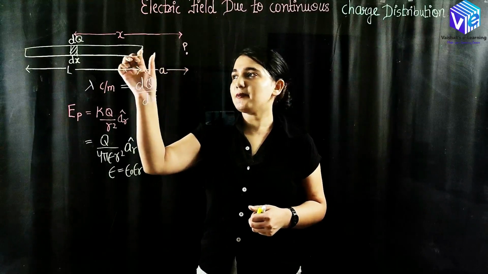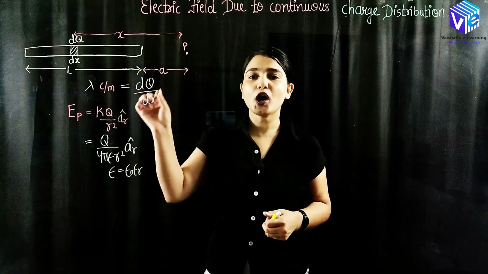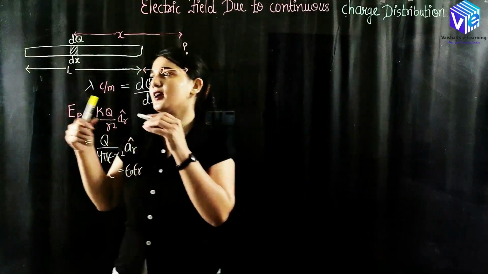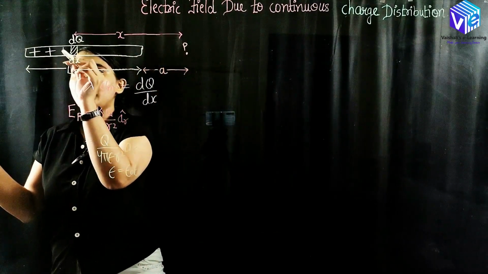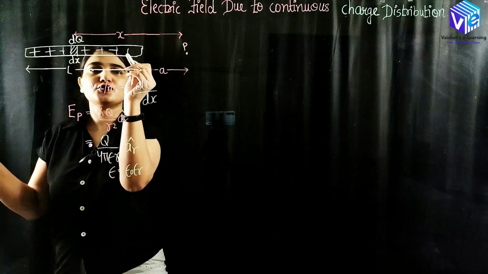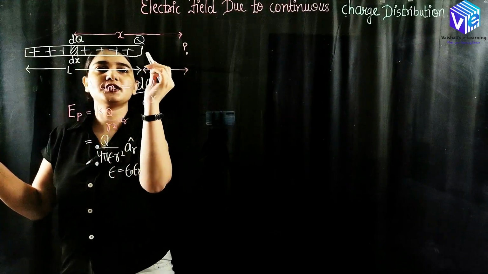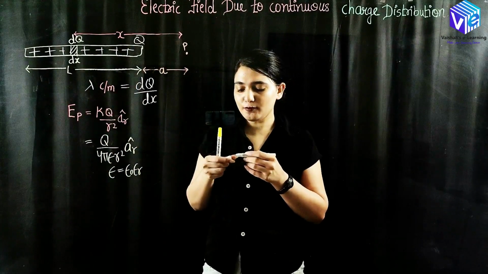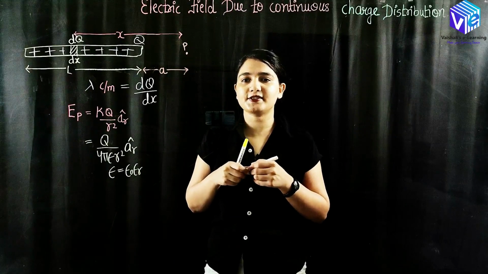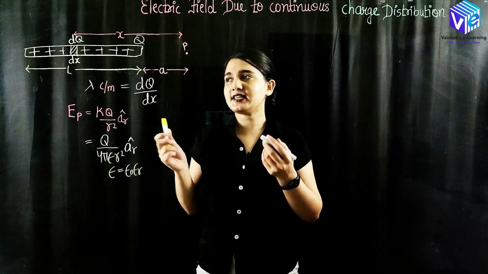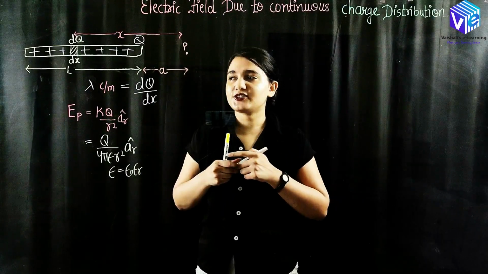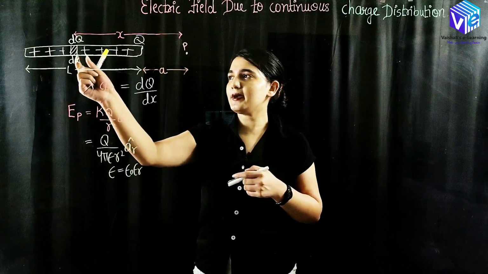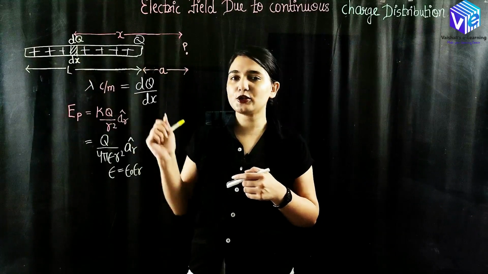Here I am reminding you that the charge is not concentrated at a fixed point. The charge is distributed throughout this rod. So let's suppose we have some positive charge here, Q. Because the charge is uniformly distributed, I can take some small element and the small charge will be dq here.